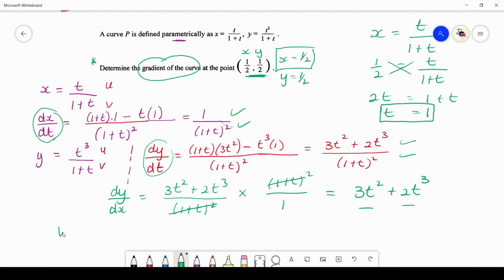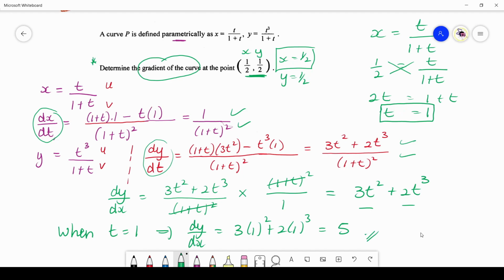So when t has a value of 1, you will get dy/dx to be equal to 3 by 1, plus 2 by 1. Well, it's cubed and squared, but you also get 3 plus 2, which is 5. And that's your answer. Of course, you can't end with a QED box because it wasn't a proof.